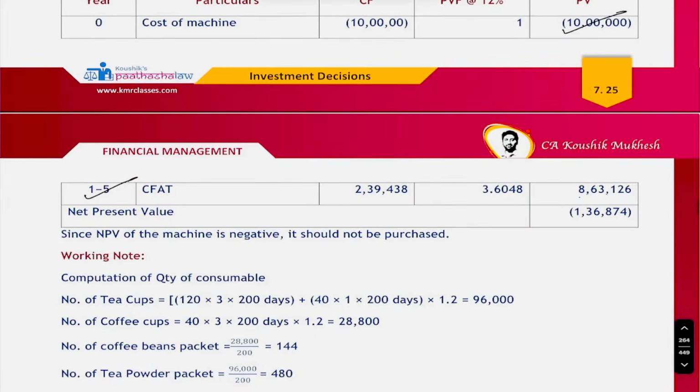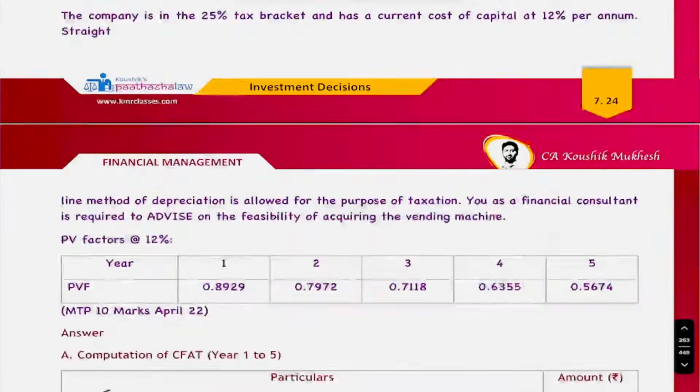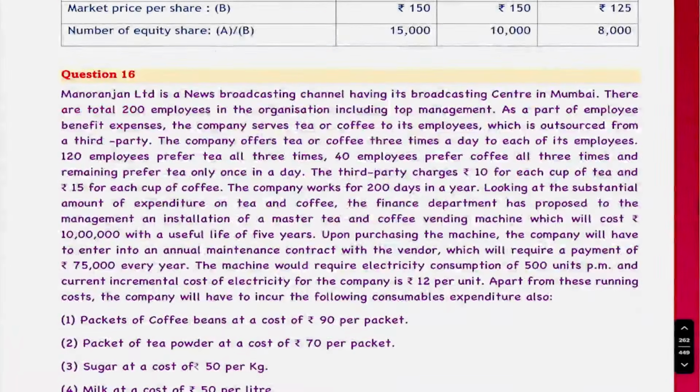I am getting a present value of cash flows of 863,126. So I have a negative NPV. Don't purchase the vending machine, go by the existing outsourcing method because that is less costly than this. Are you understanding the concept clearly? With this, the 10 marks question is also completed.